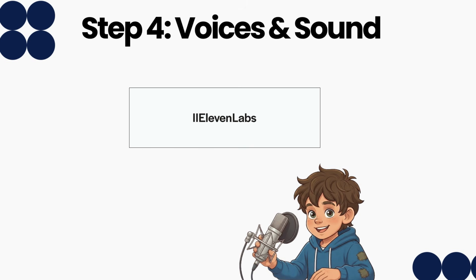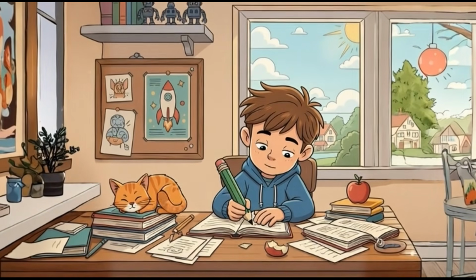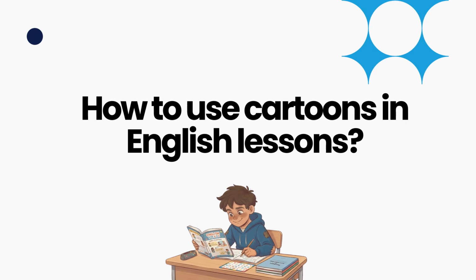AI voice generation tools allow me to give different characters different voices and turn written dialogues into speech. This is very useful for English lessons because students get additional listening practice. They hear vocabulary and grammar in context instead of hearing isolated words or sentences. So after all these steps, I have a short educational cartoon. How to use it in the lesson?